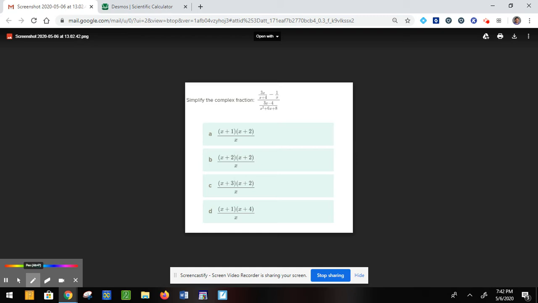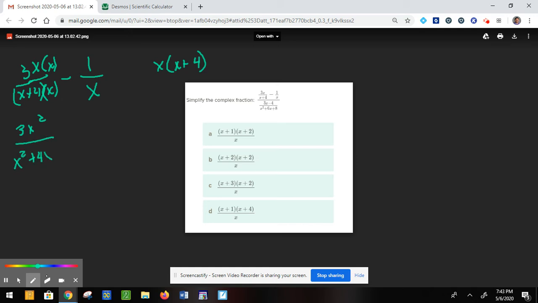So again, first thing, we're going to deal with the numerator first. So 3x over x plus 4 minus 1 over x. Common denominator is going to be x times x plus 4. Let's multiply them together. The first fraction doesn't have the x, so you have to multiply numerator and denominator by x. So you're going to end up with 3x squared over x squared plus 4x.